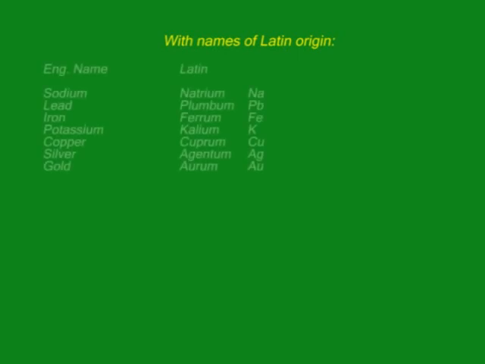Elements with names derived from Latin include sodium, also called natrium. Lead is called plumbum. Iron is called ferrum. Potassium is called kalium. Copper is called cuprum. Silver is argentum, and gold is aurum. There is no formula for understanding these names and their symbols. You will just have to have them at your fingertips. However, as you get along, it will become a lot easier for you to remember them, especially those that are very frequently mentioned and written.